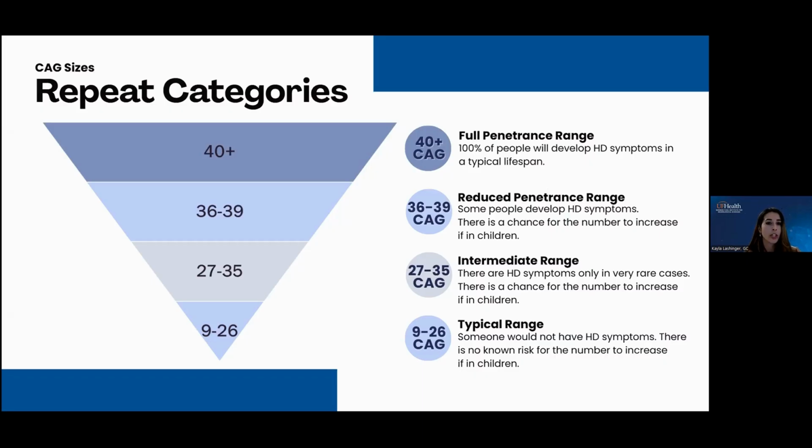But in general, we do know that a higher repeat number is associated with an earlier age of onset. If someone has 60 or more repeats, that's when we typically start to think about juvenile Huntington's disease, which is before the age of 21. The symptoms for that look a little bit different, but it shows that the higher repeat number means earlier age of onset.